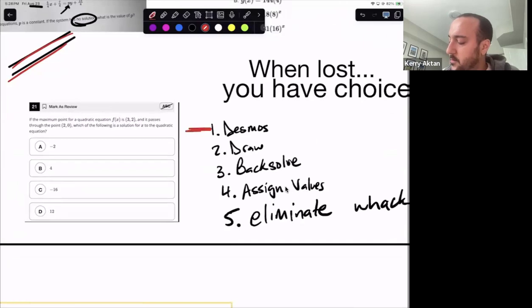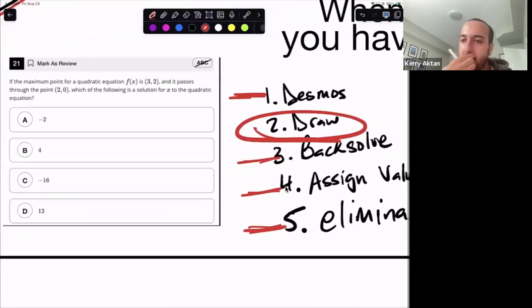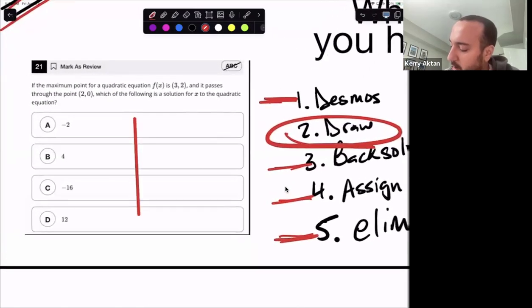Yes, you should Desmos. Yes, you should backsolve. Yes, you should assign values. Yes, you should eliminate bad answer choices. But what can you do? All you guys in my Zoom sessions are always like, "Man, I got nothing. I'm lost." That's unacceptable. We've got to come up with something. Give me something. And if that something means a drawing, check out how much a drawing helps for this question. Drawing is easier than Desmos here because there's no function.